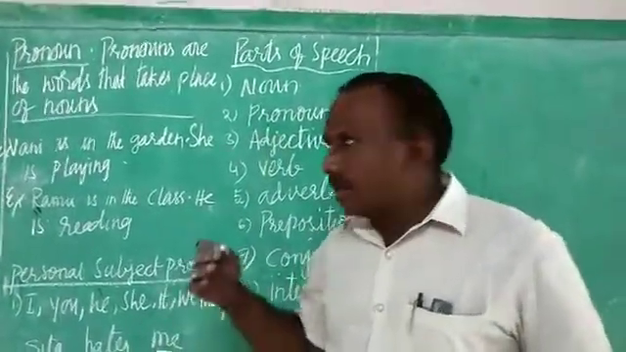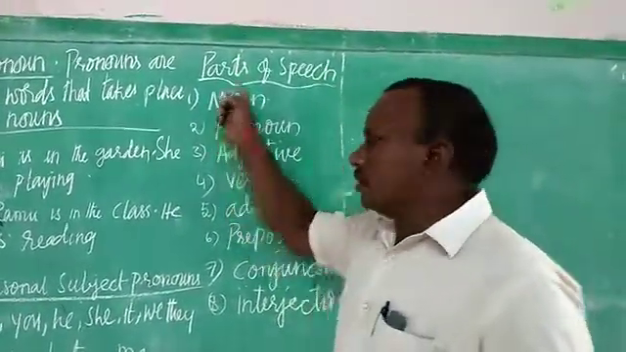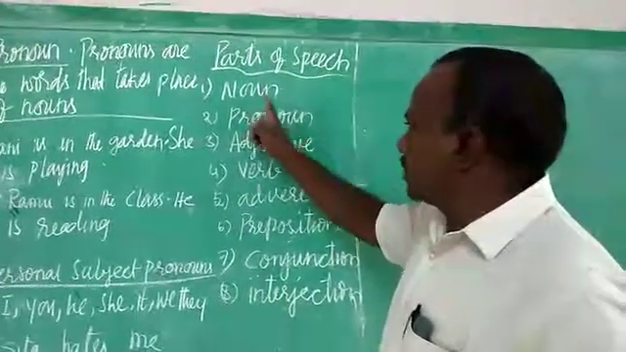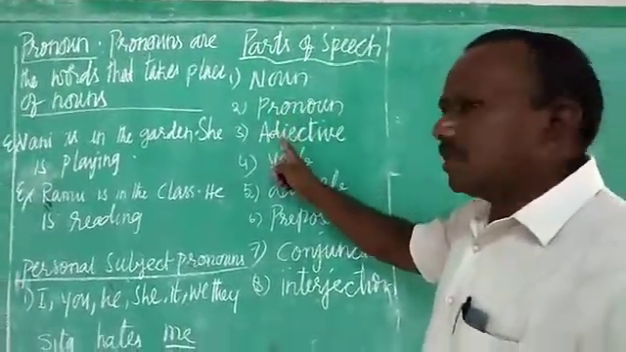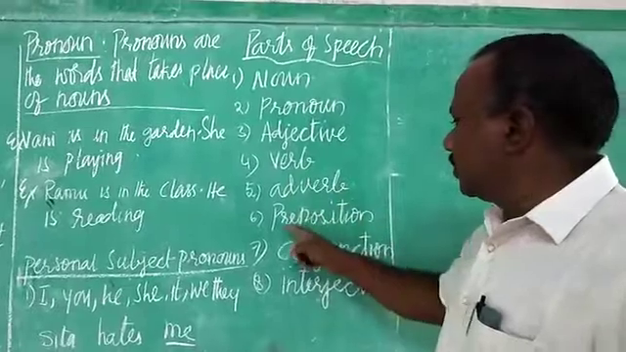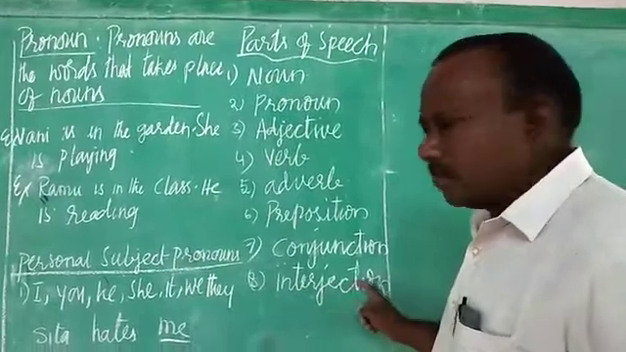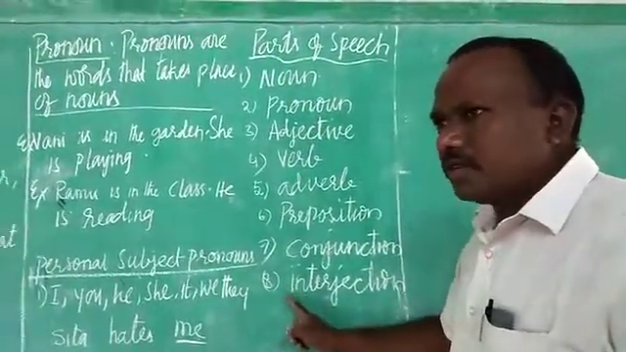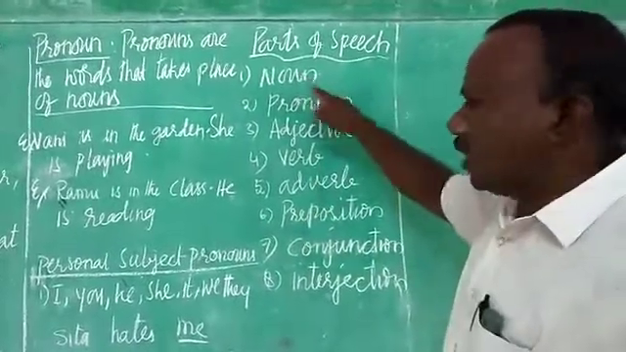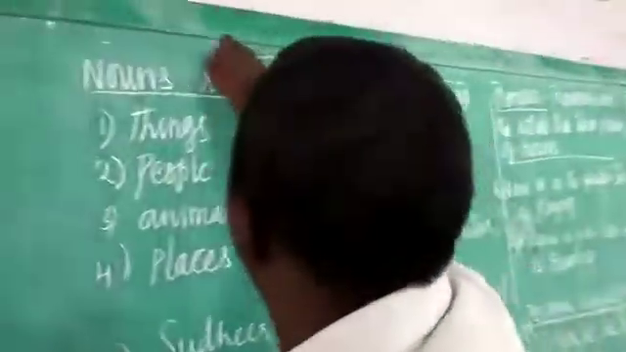Okay, children? Now let's go back to the first one, noun. In the parts of speech, the first one is noun, second one is pronoun, third one is adjective, verb, adverb, preposition, conjunction, and interjection. Out of these 8 parts of speech, children, we will go with the noun and pronoun today. If you see here, children, the definition of the noun. Nouns are the words that name.